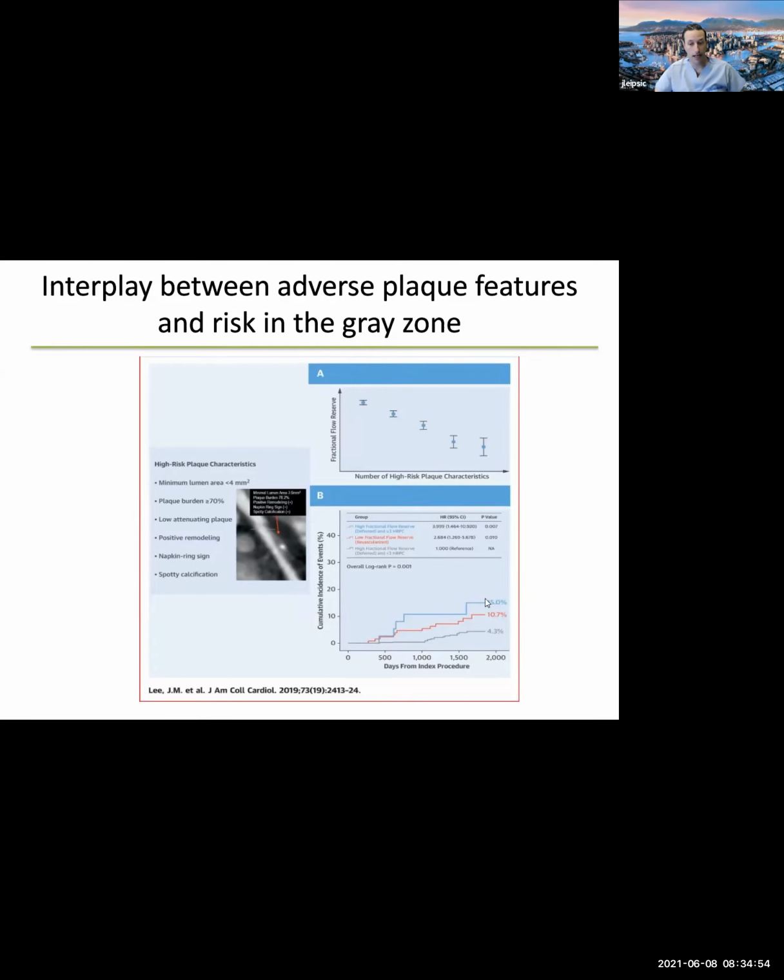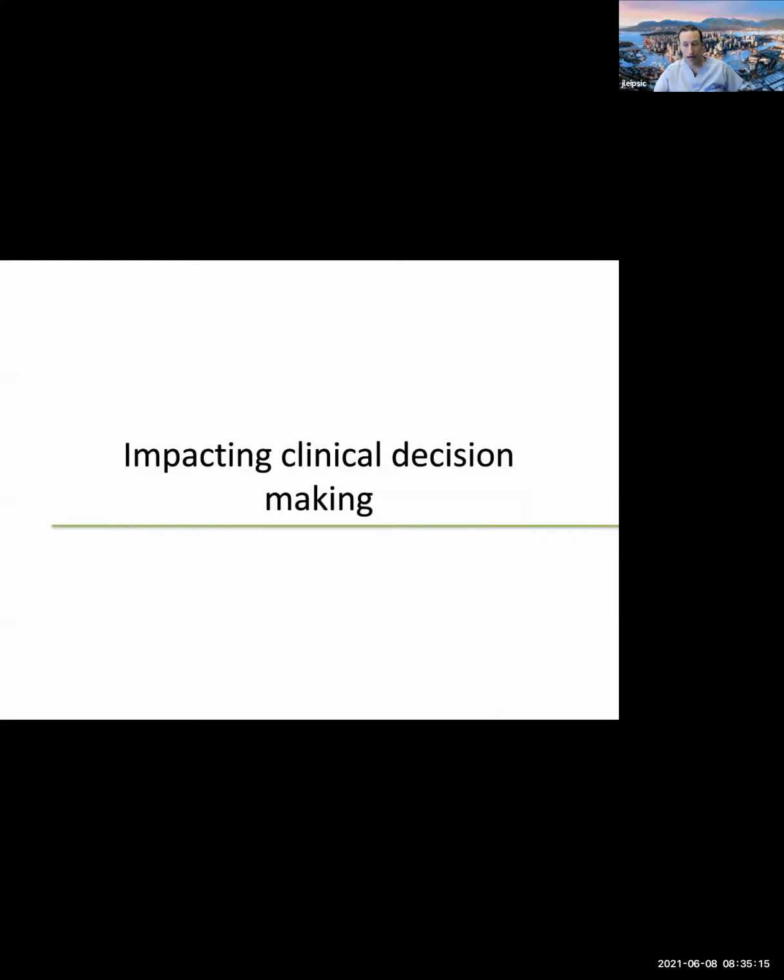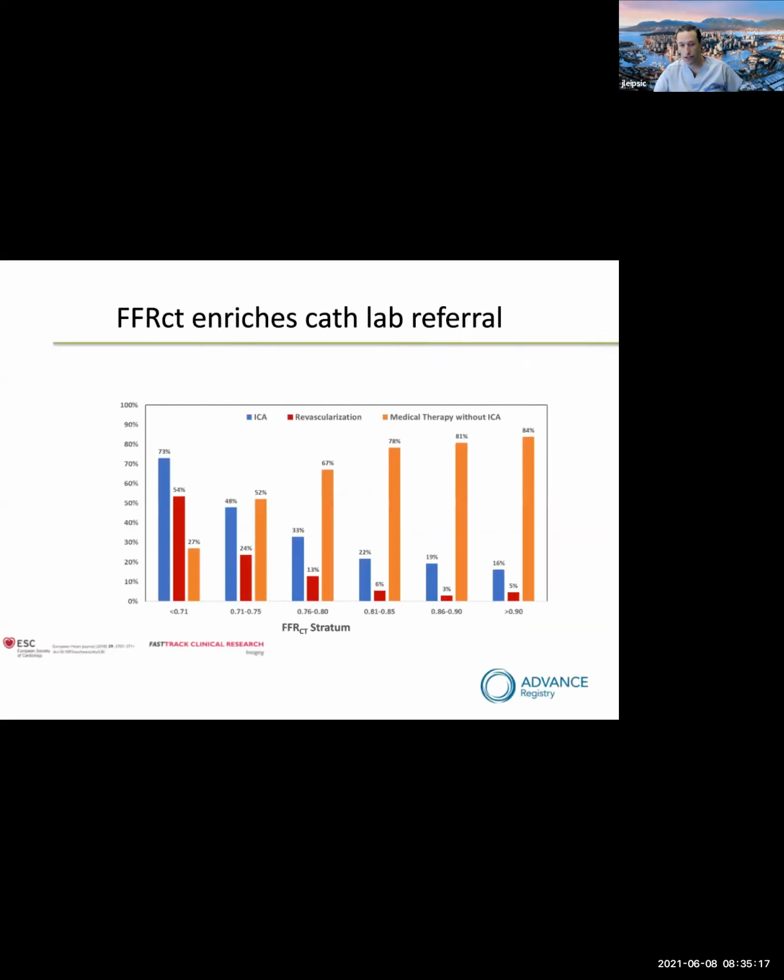So it really highlights a threefold difference when you're in that same range of physiology if you have these adverse plaques. So imagine now if you had that physiology non-invasively and you could explore the plaque. It really helps you then refine your understanding of who's potentially at risk and who is going to derive benefit from revascularization. Now, how has this tool impacted clinical decision-making?